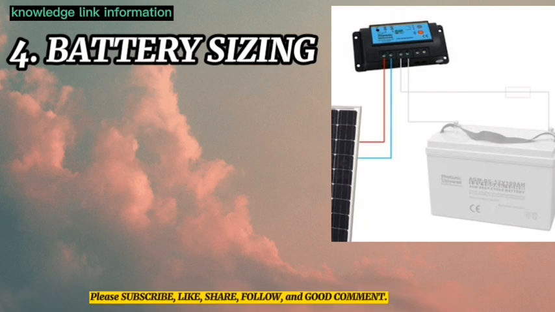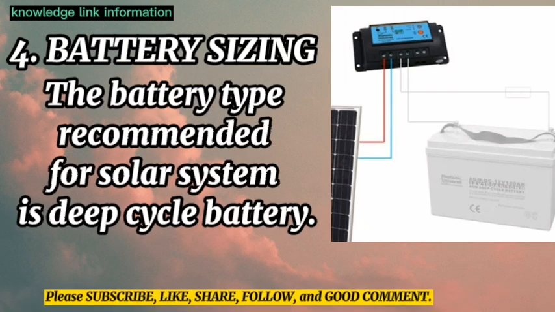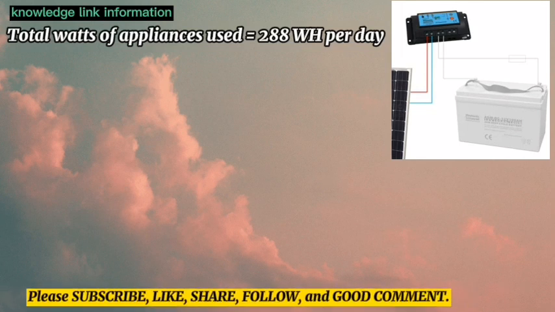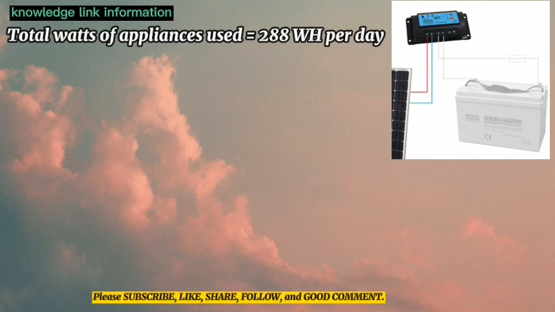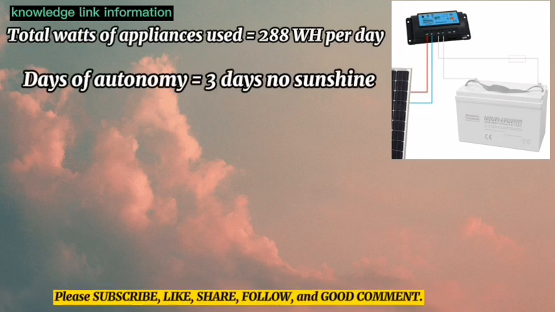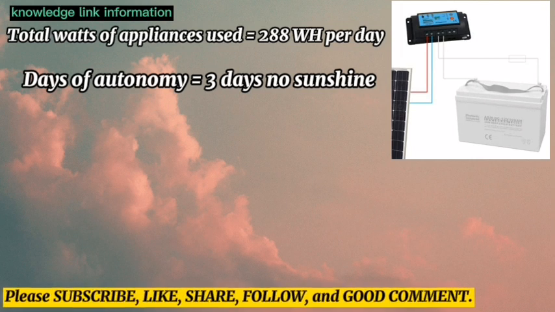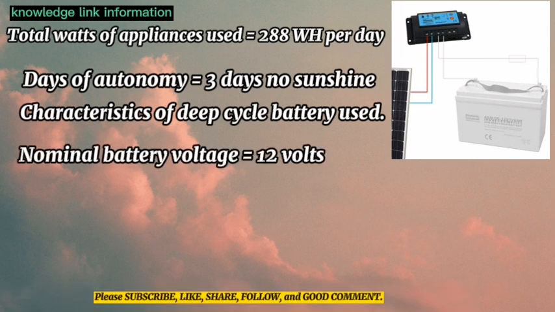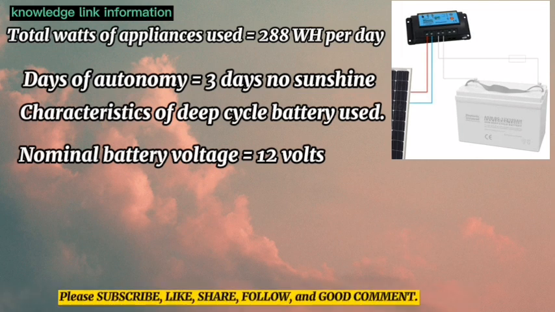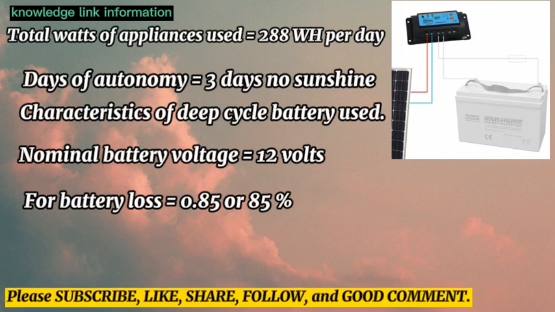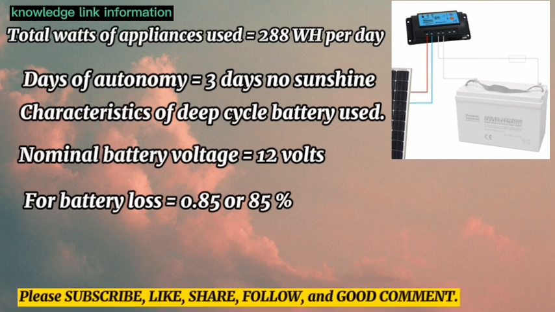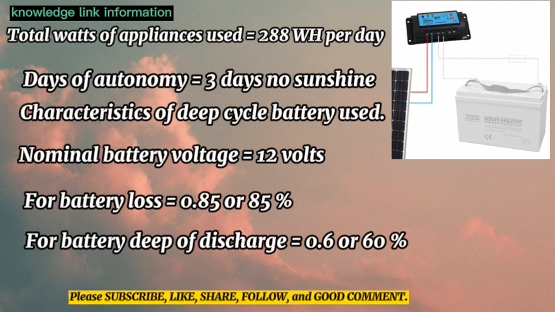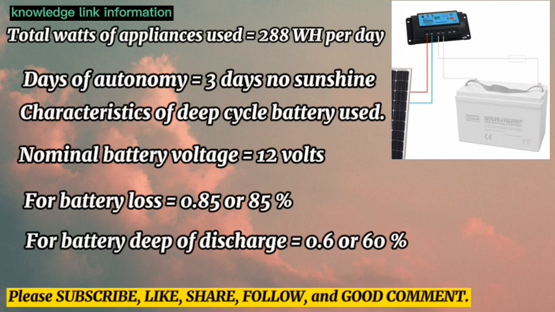Number 4. Battery sizing. The battery type recommended for a solar system is a deep cycle battery. Total watt-hours of appliances used is 288 watt-hours per day. Days of autonomy is 3 days of no sunshine. Characteristics of the deep cycle battery used: nominal battery voltage is 12 volts. Battery loss is 0.85 or 85%. Battery depth of discharge is 0.6 or 60%.